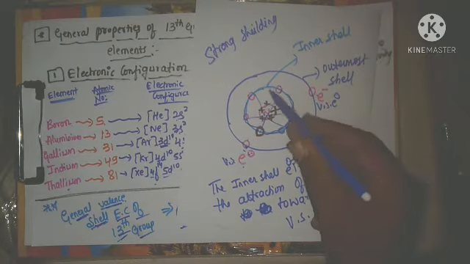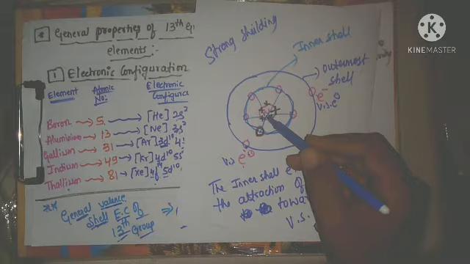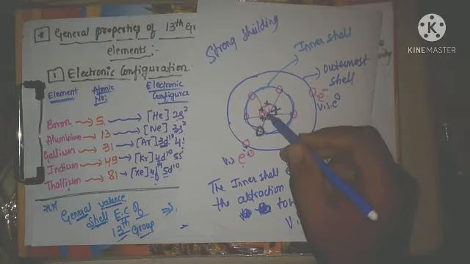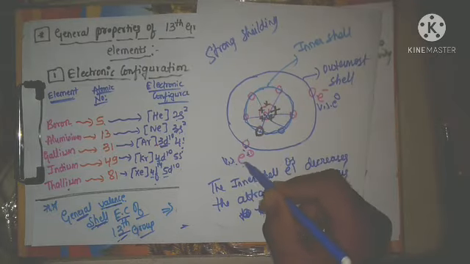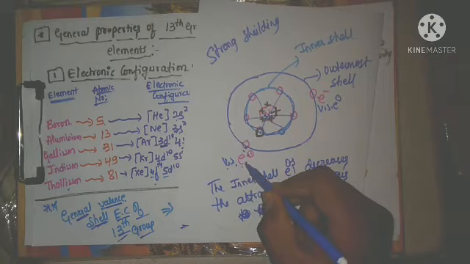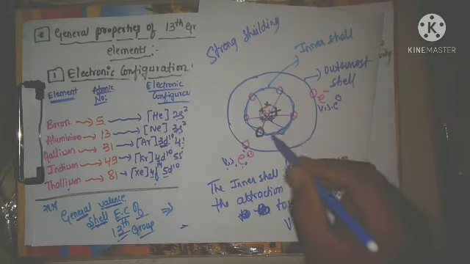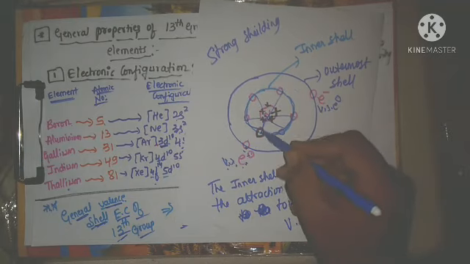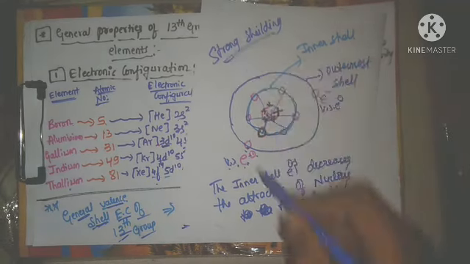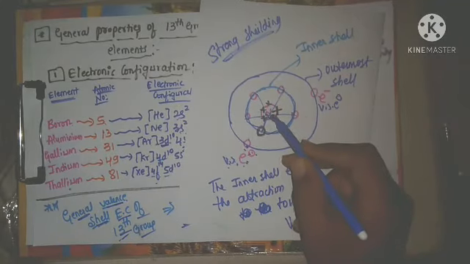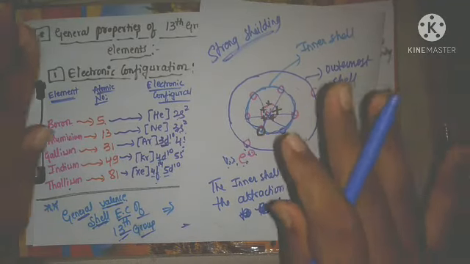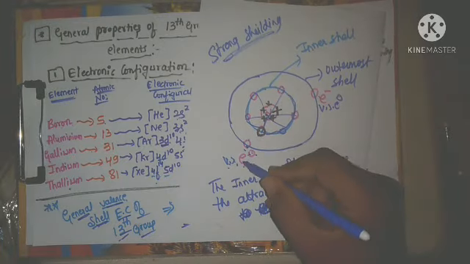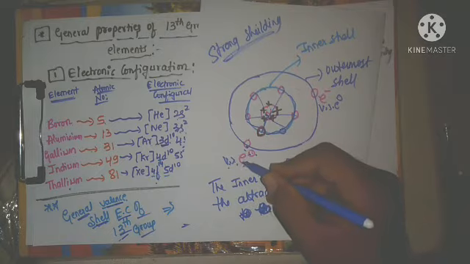When the inner shell electrons are attracting the nucleus strongly, the attraction between our nucleus and the valence shell decreases because of the inner shell electrons. The attraction between nucleus and the valence shell electrons is decreasing because of inner shell electrons. That is called shielding effect. If there is much more decrease in the attraction, that is called a strong shielding effect. Strong shielding effect means the attraction between the nucleus and the valence shell electron is decreasing.